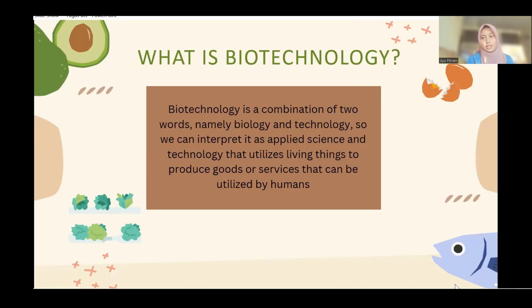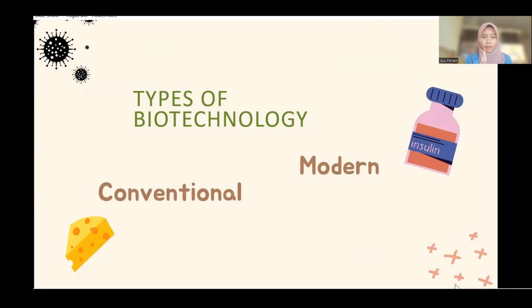What is biotechnology? Biotechnology is a combination of two words, namely biology and technology. So we can interpret it as applied science and technology that utilize living things to produce goods and services that can be utilized by humans. Types of biotechnology: first, conventional to modern.